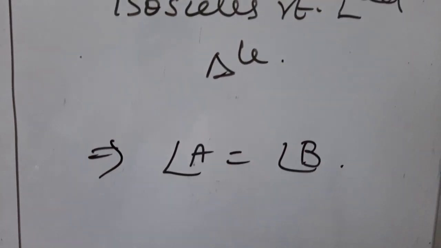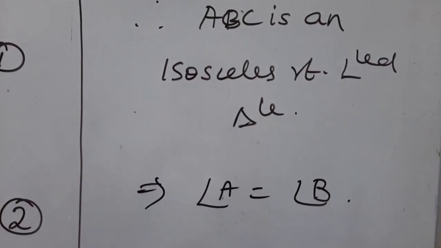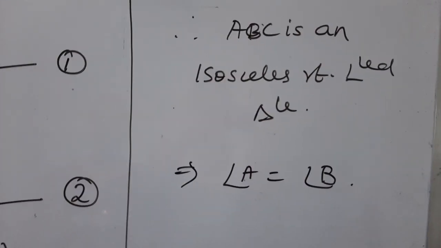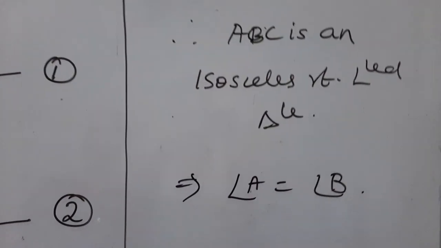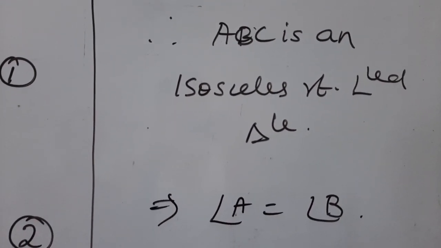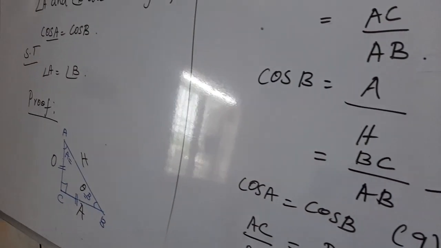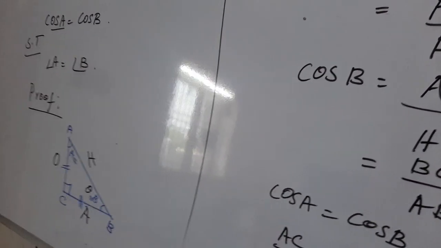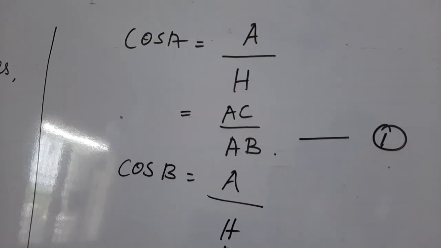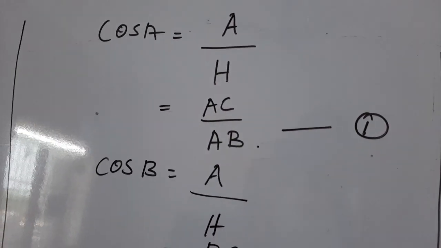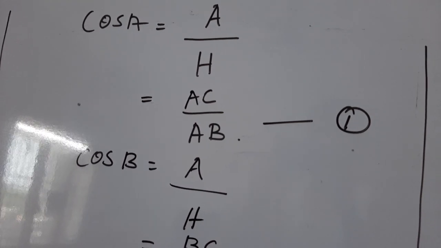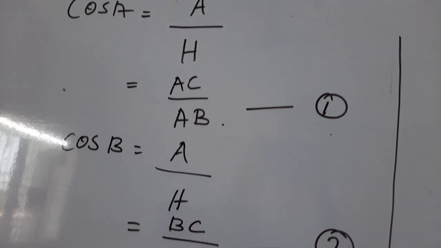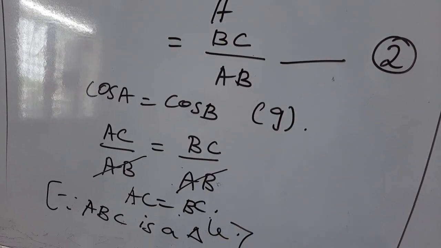What we have learnt in this sum: it is given that A and B are acute angles of a right angle triangle. We should consider only a right angle triangle here because it is trigonometry. Angle A and angle B are acute, they said. So we considered a right angle triangle with angle C as 90 degrees. Then we calculated cos A. For angle A, I found the adjacent side is AC and the hypotenuse is AB. Then we calculated cos B, where the adjacent side is BC and the hypotenuse is AB.